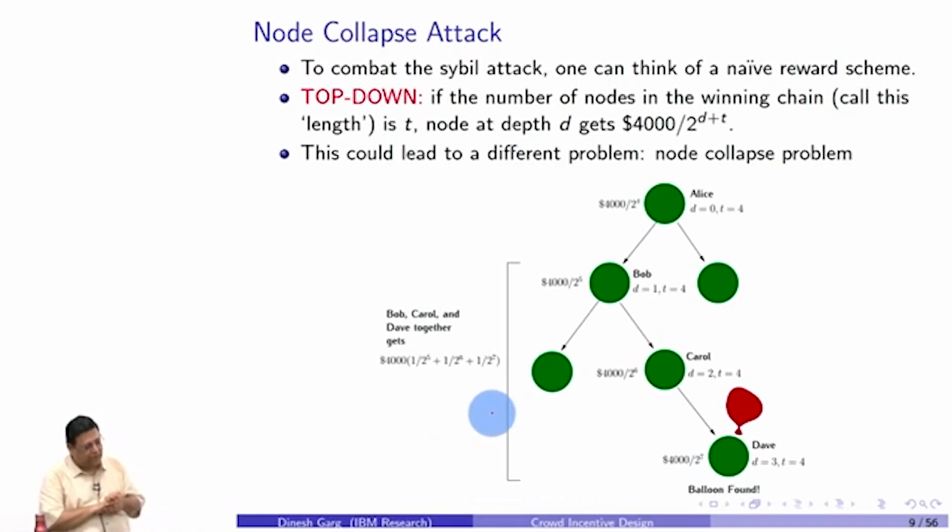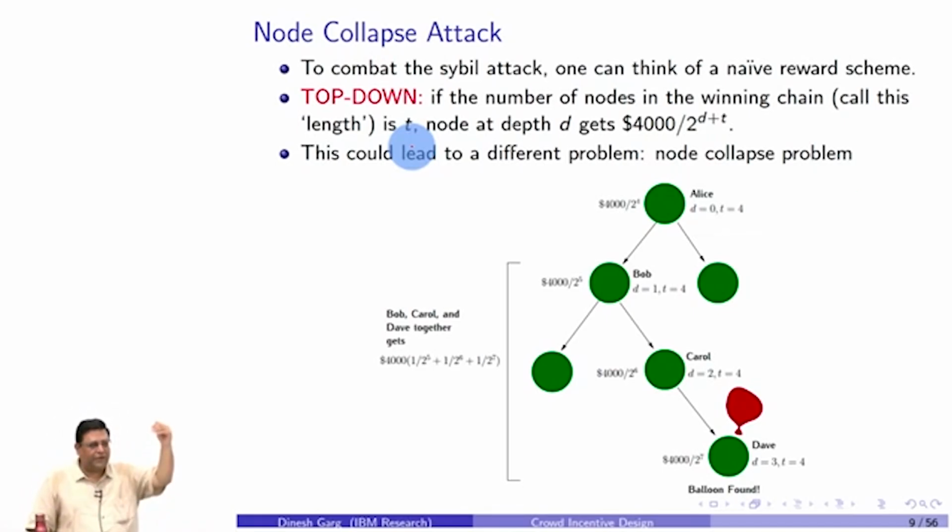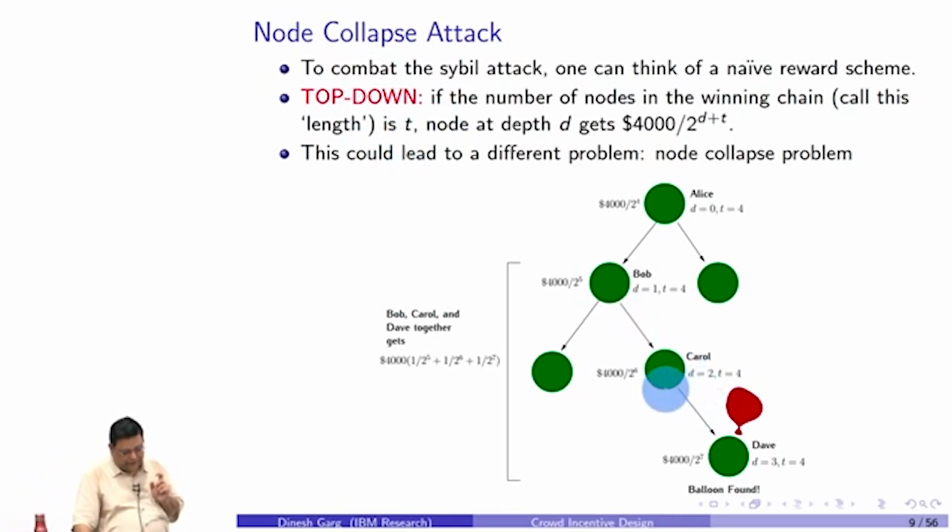Before we go there, there is another thing called the node collapse attack. What is the node collapse attack? It is just the opposite of that. To combat the Sybil attack, one may think of a naive top-down reward scheme. See, in a top-down scheme, do you think a Sybil attack will be possible, or will it make sense? Suppose I am giving a reward of 2000 to the root, 1500 and so on. There, if you create Sybil nodes, what will happen? Suppose Carol here creates 2 more fake nodes.